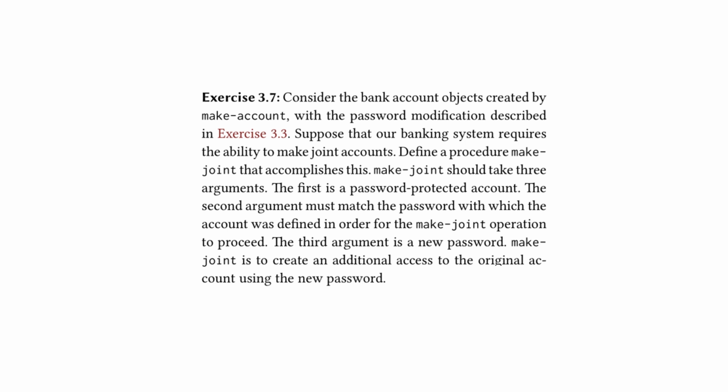Make-joint should take 3 arguments. The first is a password protected account. The second argument must match the password with which the account was defined in order for the make-joint operation to proceed. And the third argument is the new password.